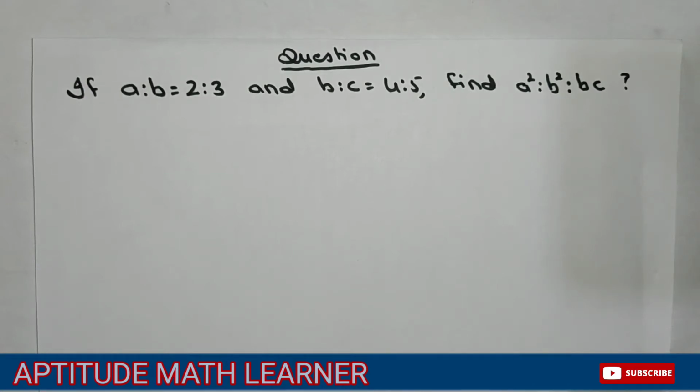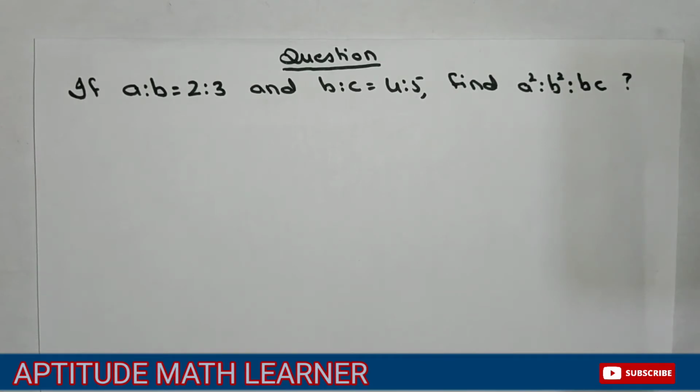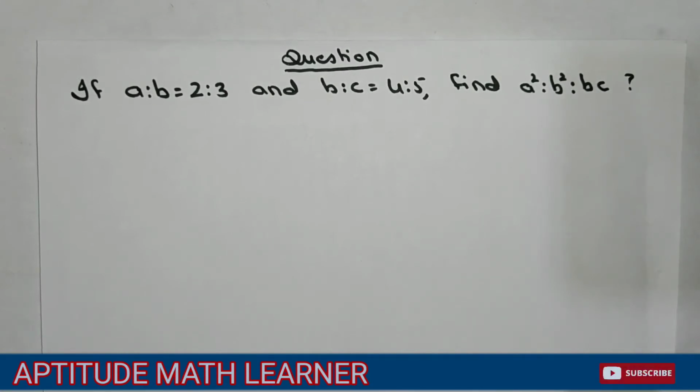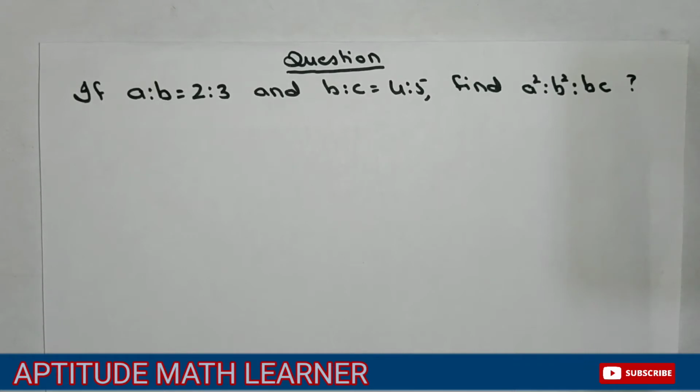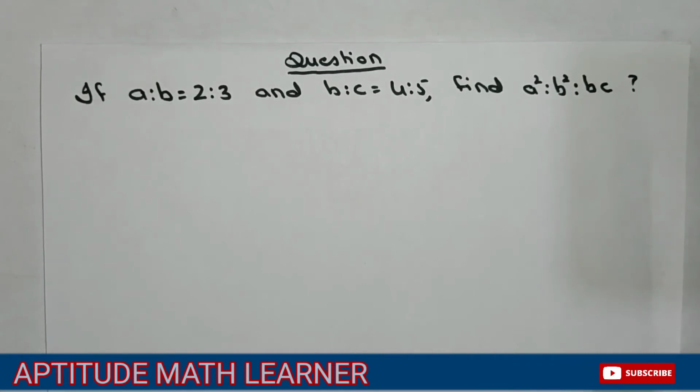So the question today we are having is, if A ratio B is 2:3 and B ratio C is equal to 4:5, then find A square ratio B square ratio B multiplied by C.